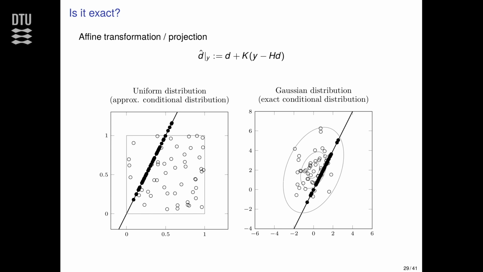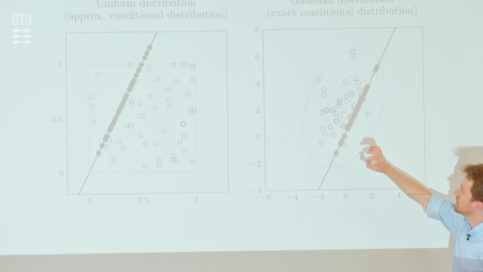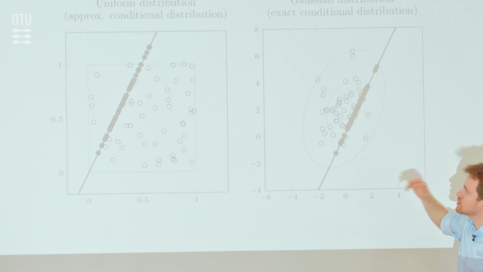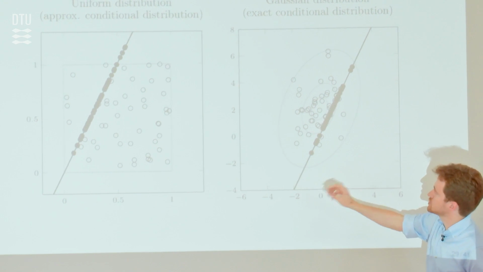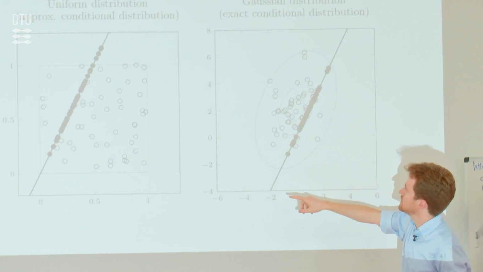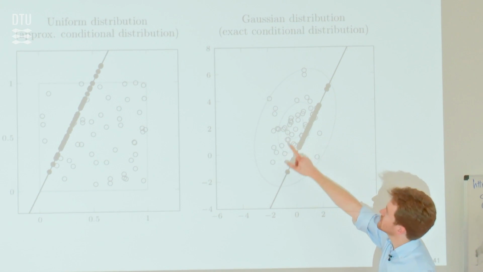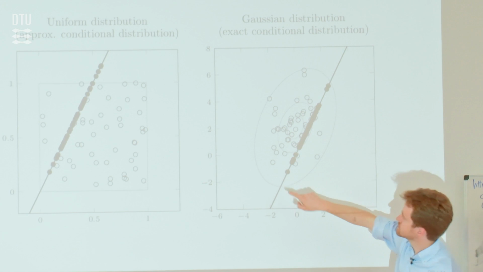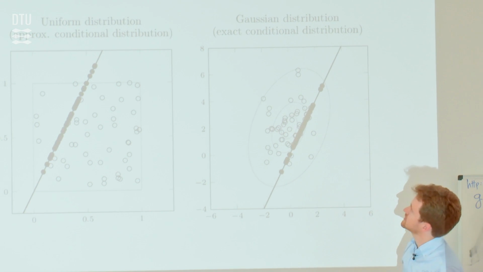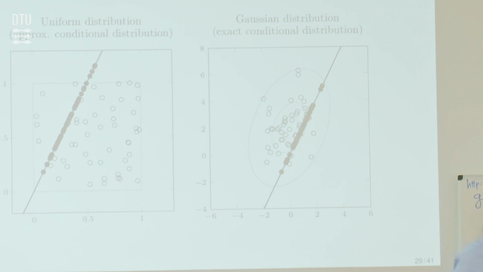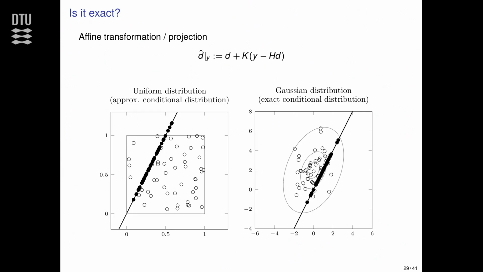Now here is the Gaussian distribution. These are level sets of the distributions. The white dots are samples of the unconditioned distribution. This is the measurement, so I know the true measurement actually belongs to this line, and these dark points are the result of that projection, of that operation. You can see it's a projection on the line. Is this the exact conditional distribution of the Gaussian? It's hard to tell, right?